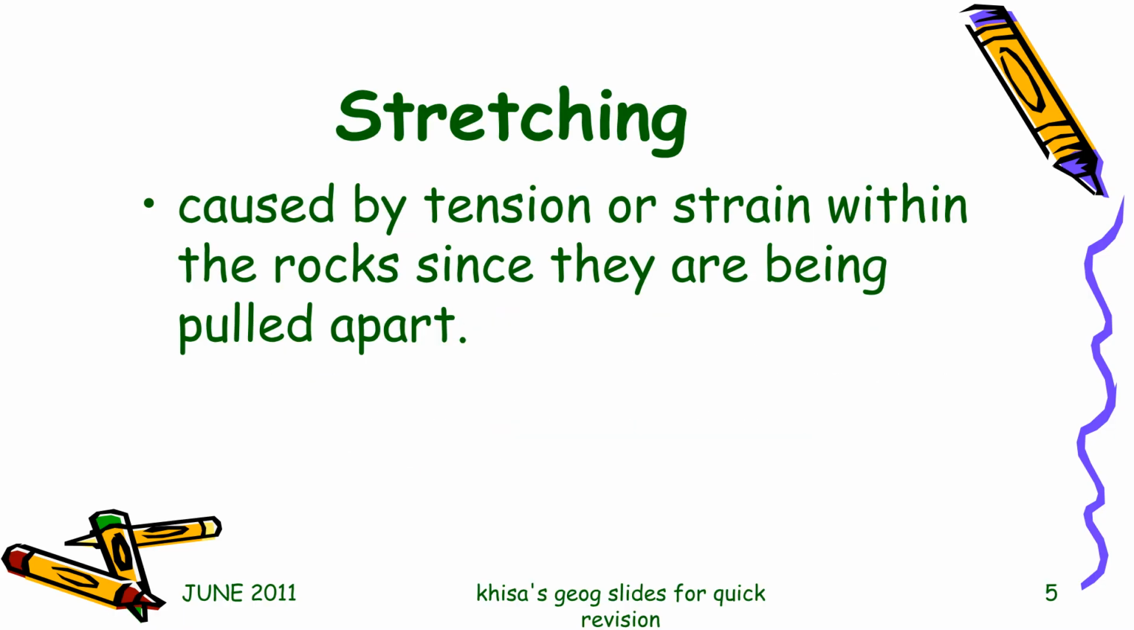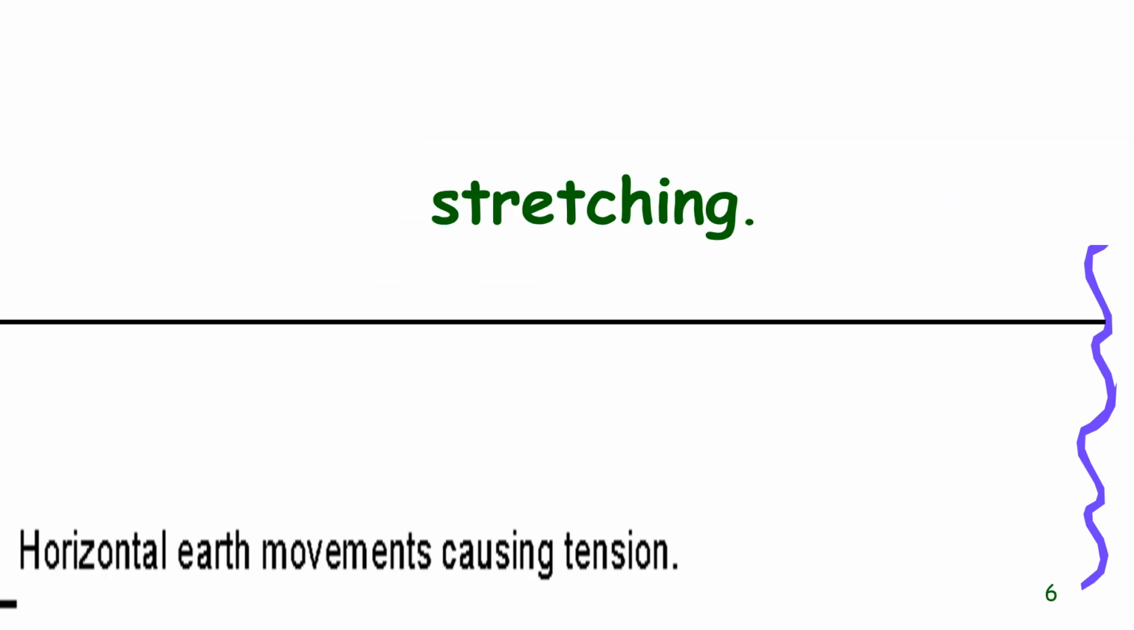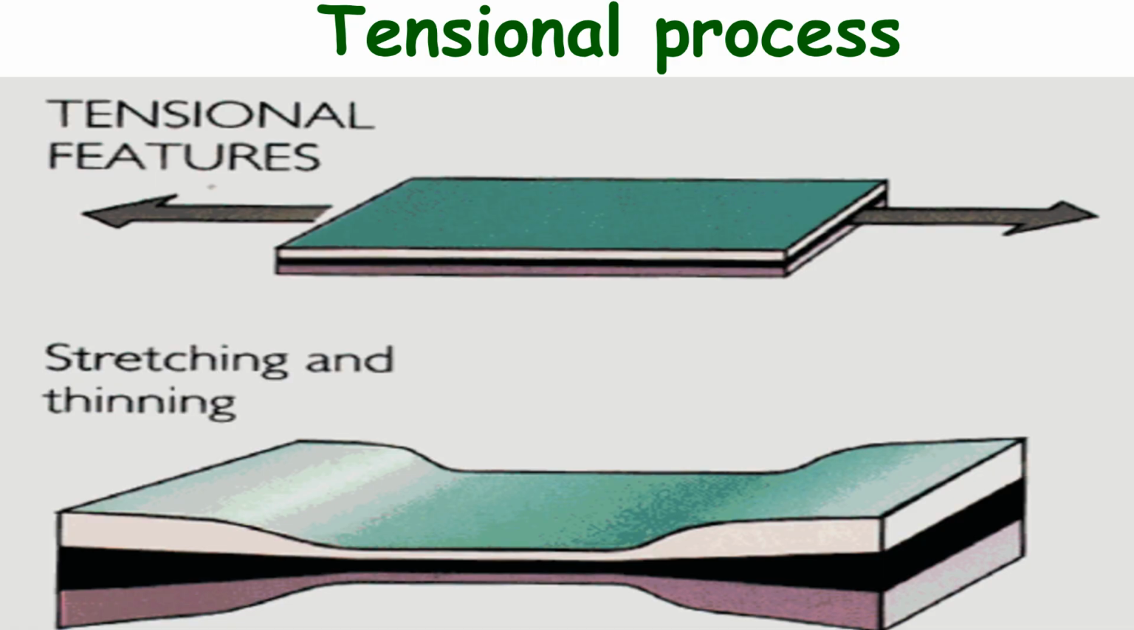First, we have stretching. This is caused by tension or strain within the rocks, as the rock masses are pulled apart. This diagram illustrates the effect of stretching, which is caused by horizontal earth movements causing tension. The tensional process leads to tensional features, where the rock layers are stretched and thinned.